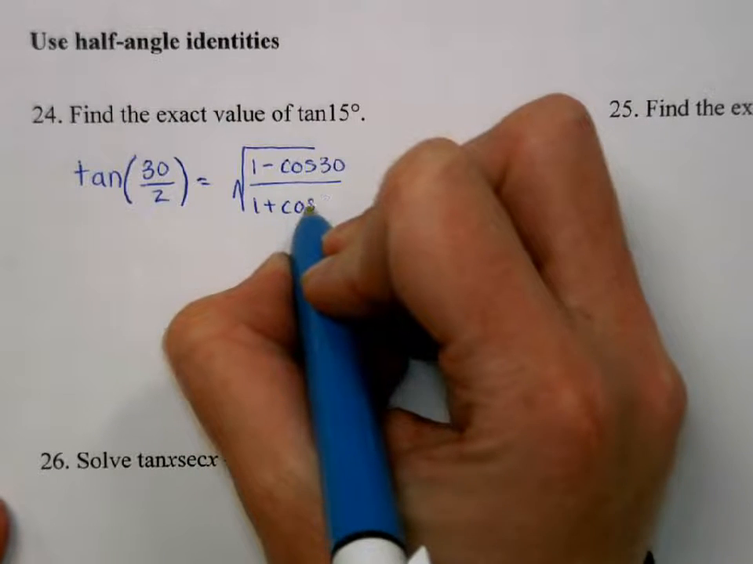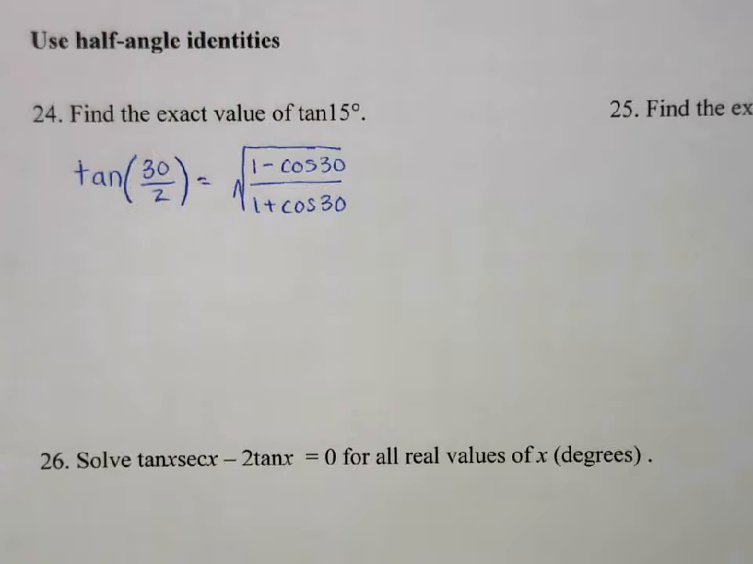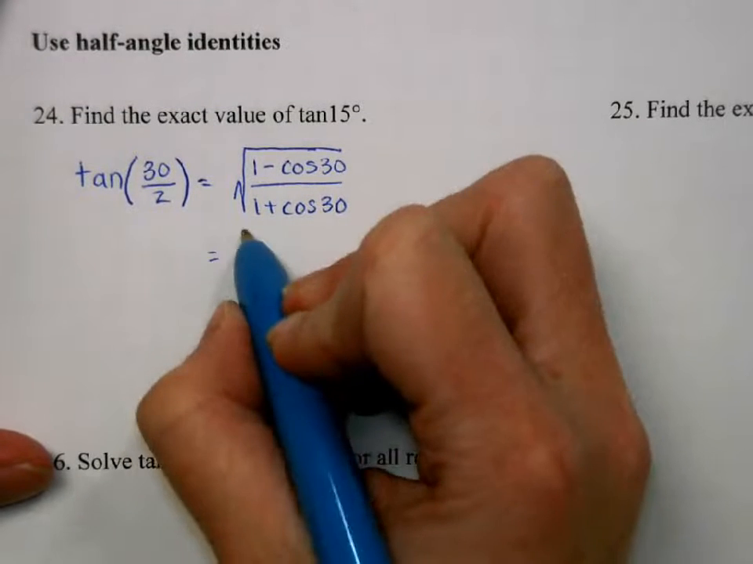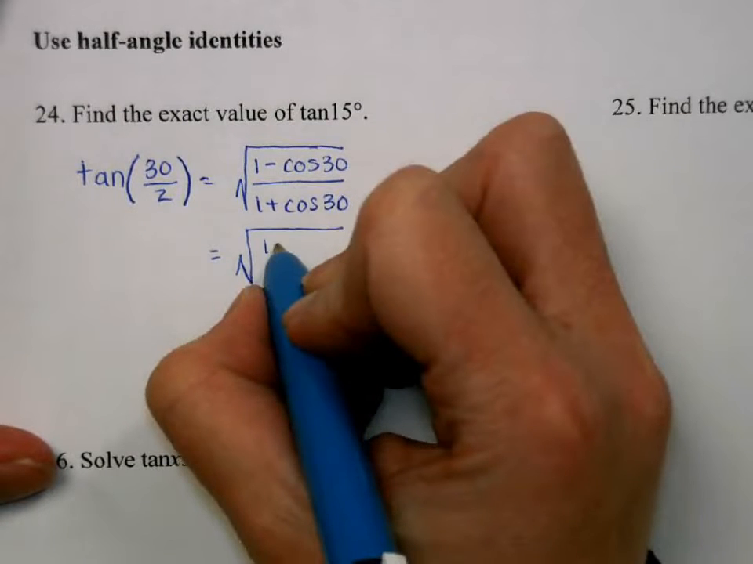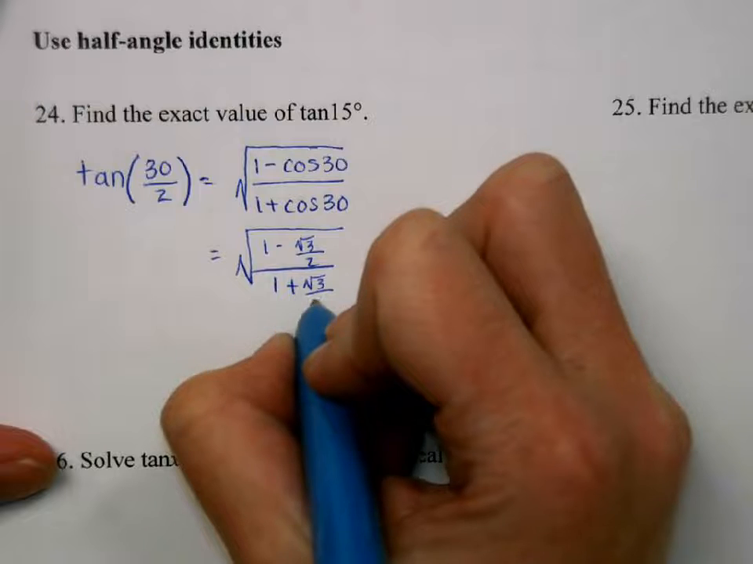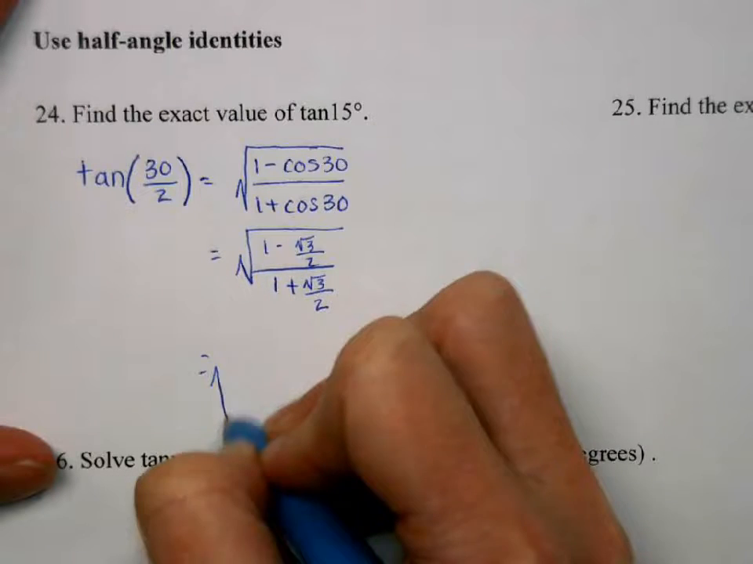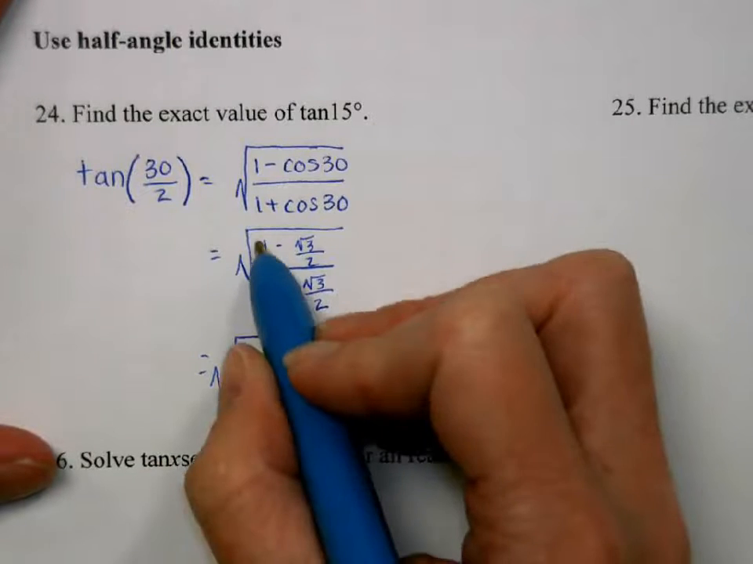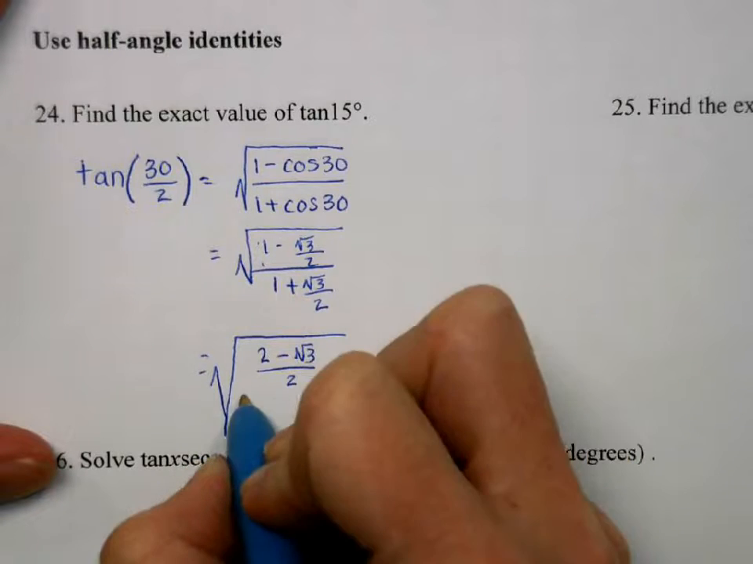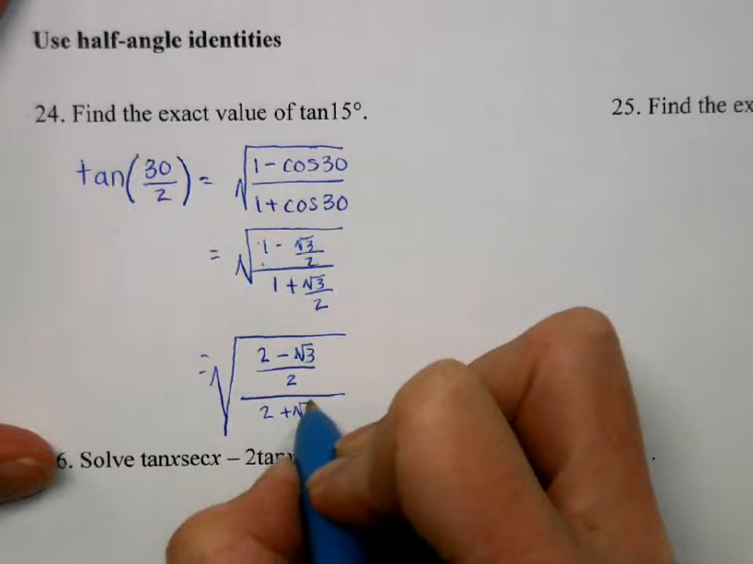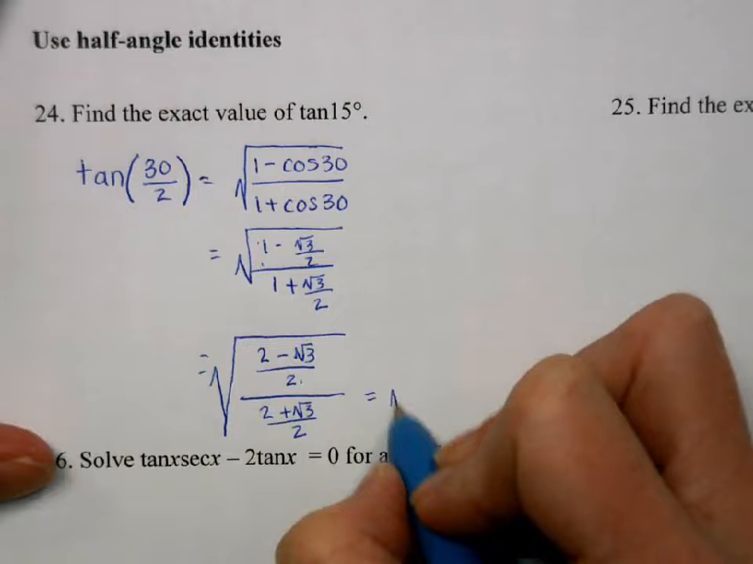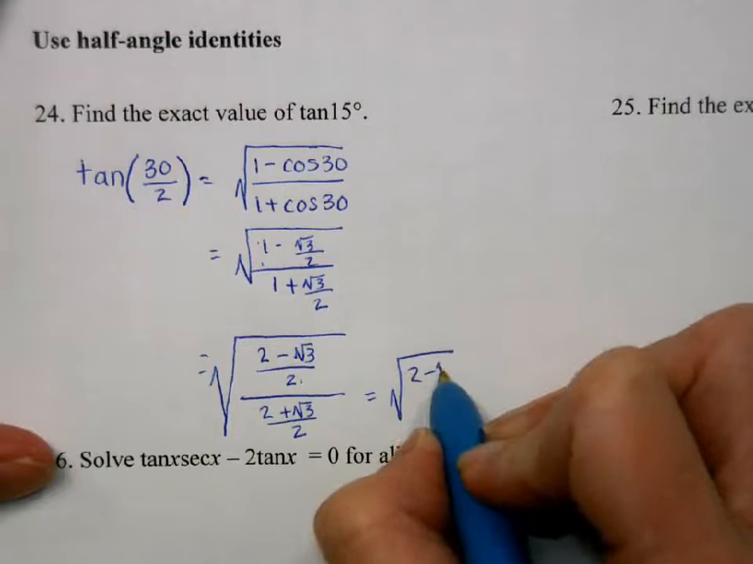Cosine of 30 is root 3 over 2. So we're going to end up with, I'll turn this into a 2 over 2. So 2 minus root 3 over 2 over 2 plus root 3 over 2. The 2's cancel. So we have 2 minus root 3 over 2 plus root 3. And you could simplify more, but I am fine just leaving it like that.